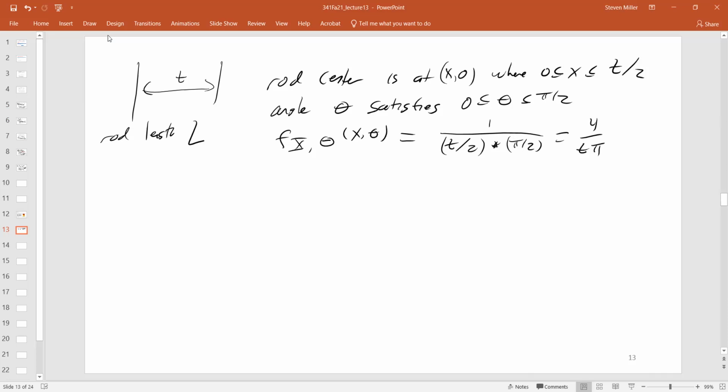And I want to calculate how often the rod can hit. I'm going to assume that L is less than T. If L is less than T, what's the maximum number of times it can hit?